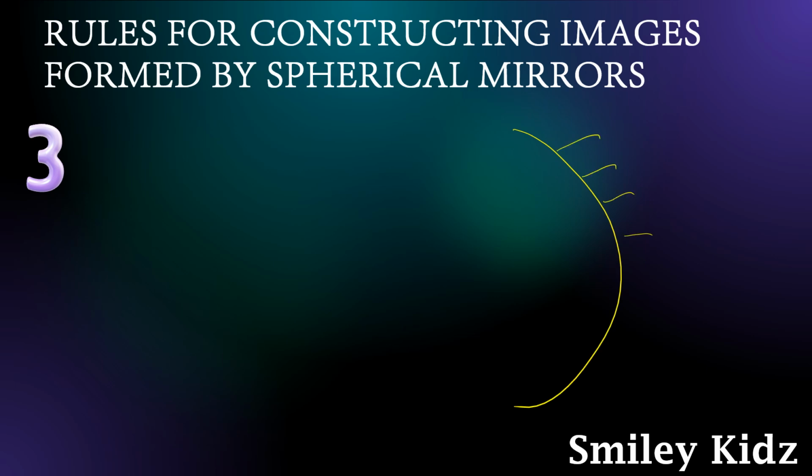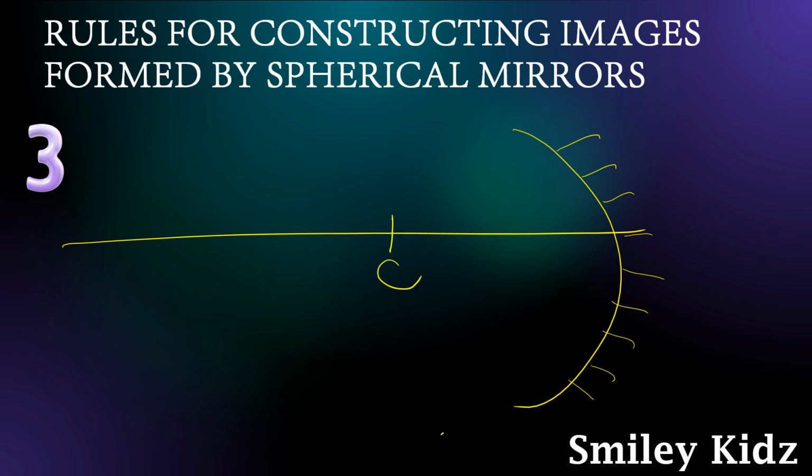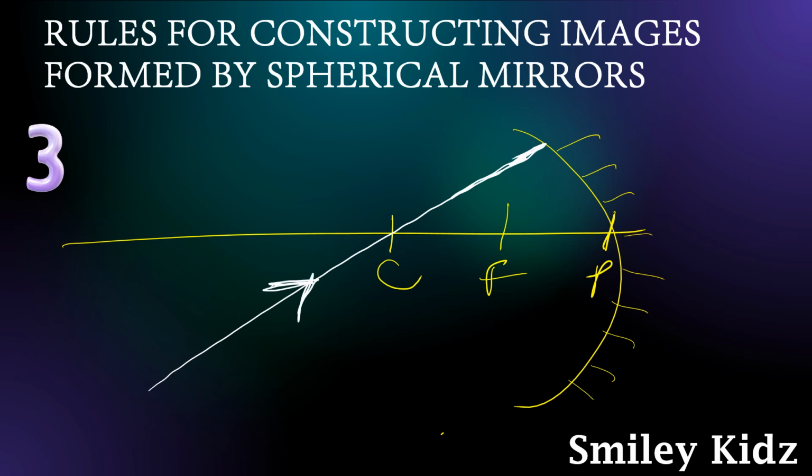Now rule number 3. Let's bring back our spherical mirror. This is the center of curvature, this is the pole of the mirror and this is the focus. Now rule number 3 says that whenever a ray is incident through the center of curvature and strikes the surface, that is, whenever a ray passing through the center of curvature is reflected, it reflects back along the same path, that is, it retraces its path back along C only.